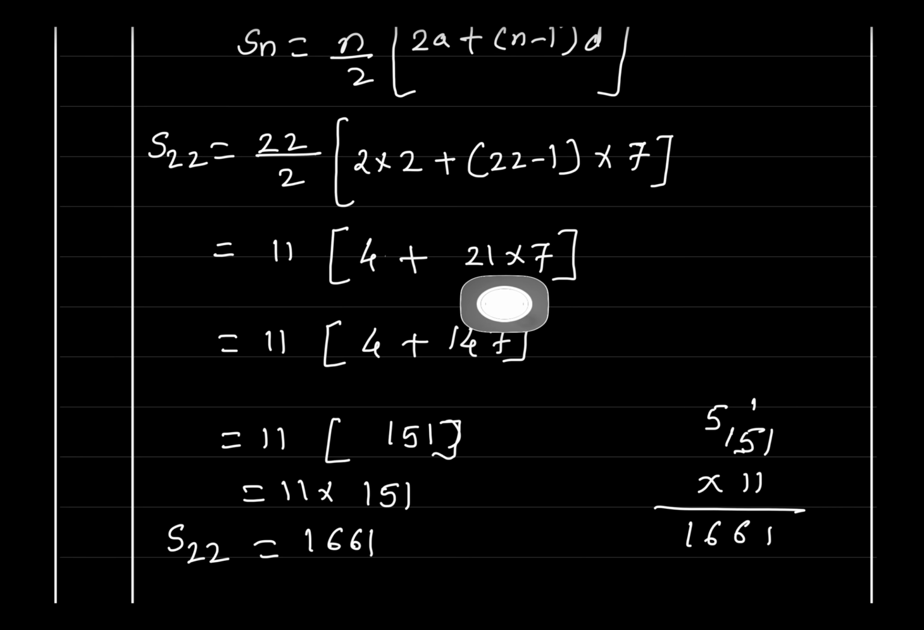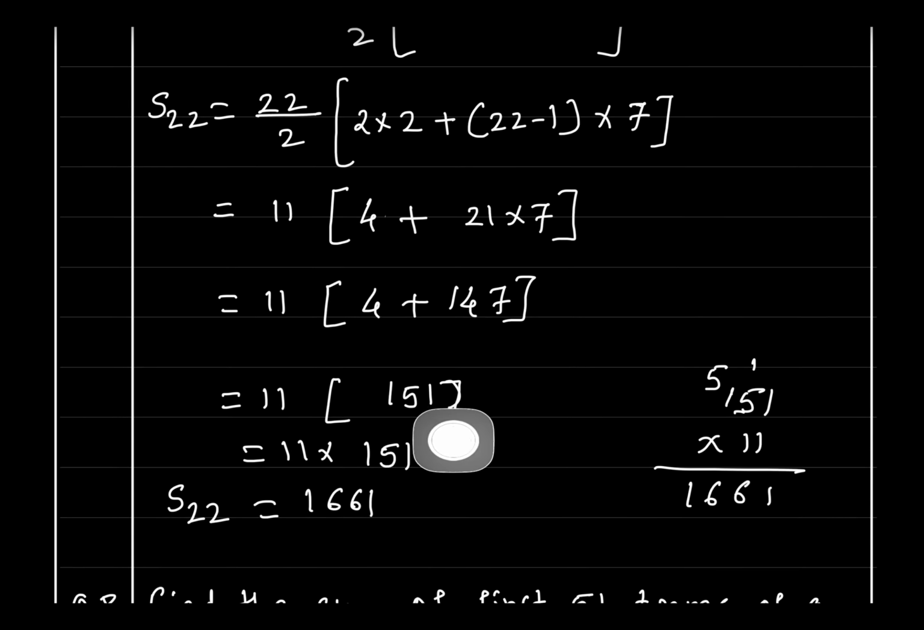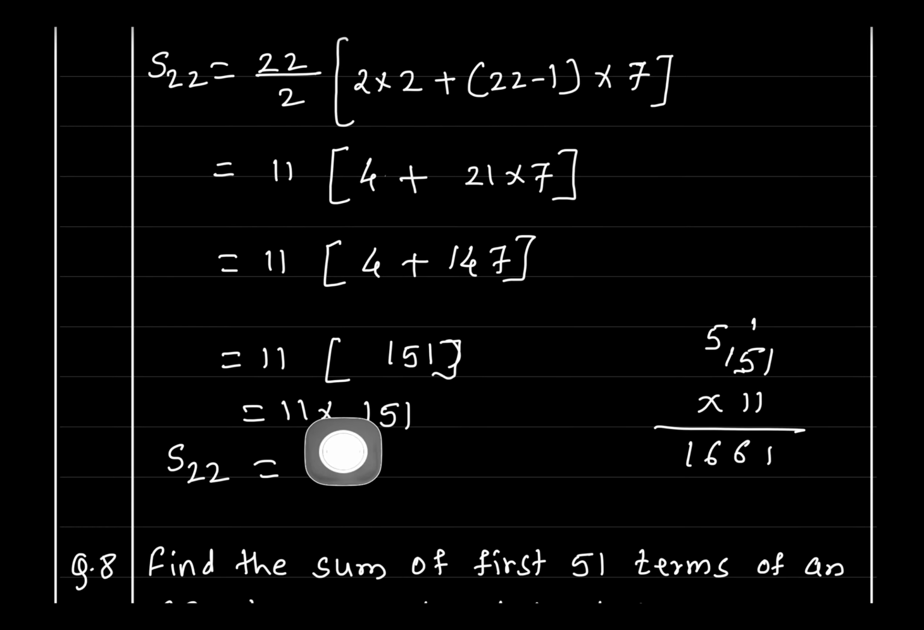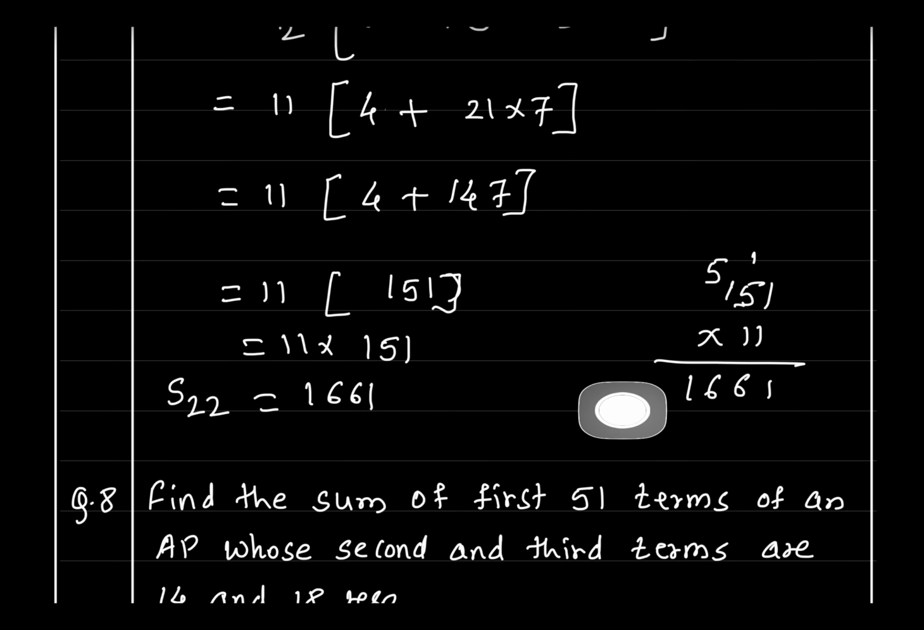So we have to solve this bracket first. Multiplication or division we have to do first, then addition and subtraction. 21 into 7 is equal to 147, and 4 as it is, so 4 plus 147 is 151. So 11 in bracket 151 means multiplication, 11 into 151. Only multiplication you have to do, very simple.